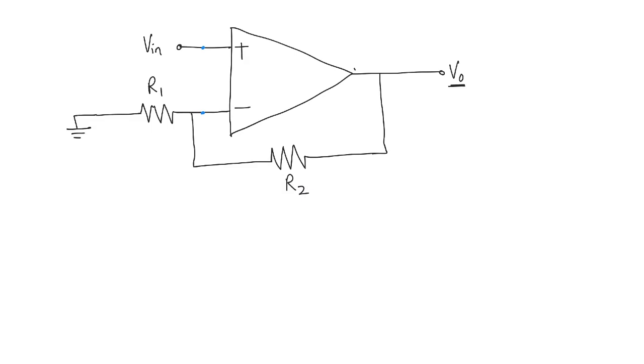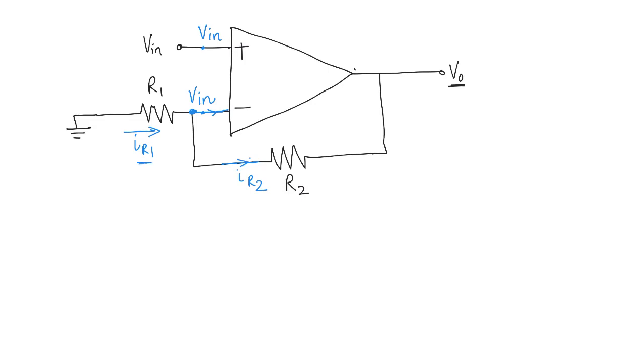So the voltage applied here is V in. So the voltage at this point is also going to be V in. Okay, so now we also know that the current that is going into the op amp is going to be zero. That's the second characteristic of the ideal op amp. So IR1 is basically going to completely flow through resistance R2, and therefore IR1 will be equal to IR2.